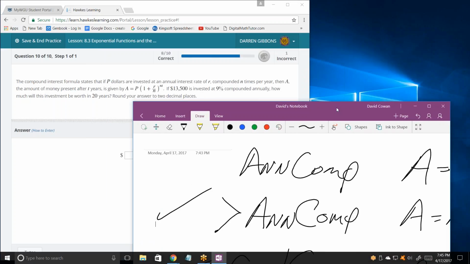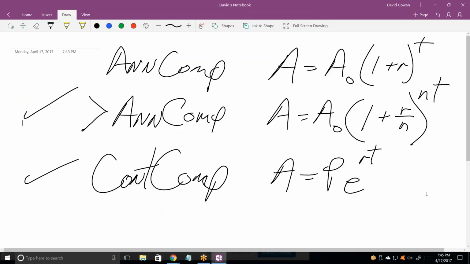So that top one is the original investment multiplied by 1 plus the annual interest rate, the rate in decimal. In other words, if you're earning 10% per year, then it's 1 plus 0.1. And then t is the time, in years. Now, t isn't always in years, but it's probably always going to be in years for the problems you're going to get.